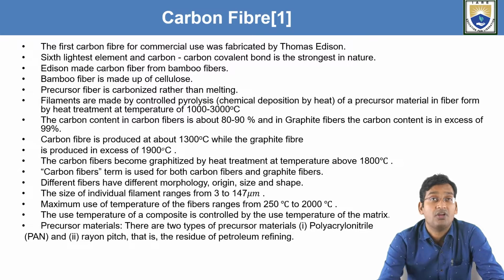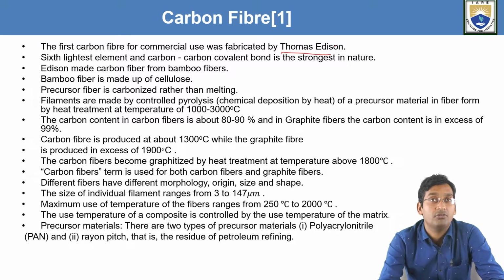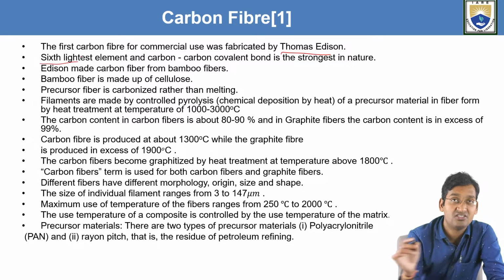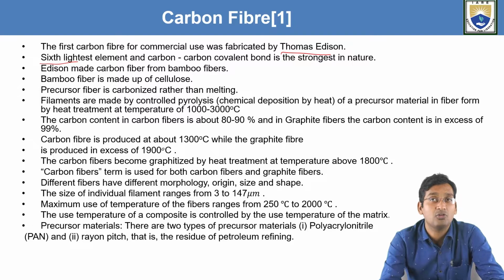Next is carbon fiber. The first carbon fiber of commercial use was fabricated by Thomas Edison. So Thomas Edison first fabricated the carbon fiber. Carbon is the sixth lightest element in the periodic table, and the carbon-carbon covalent bond is the strongest in nature.